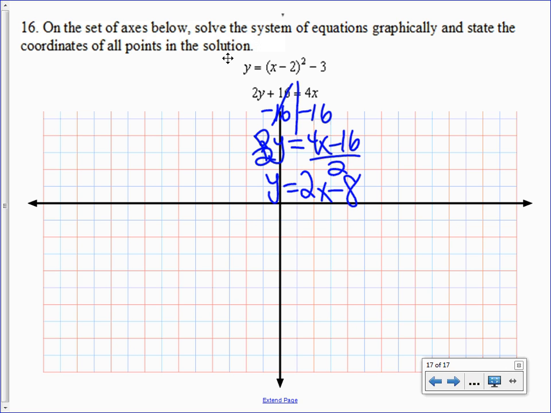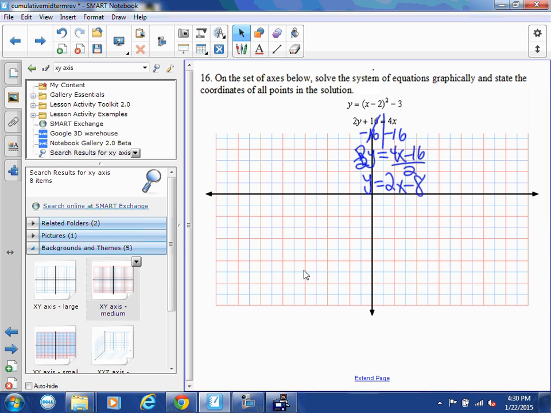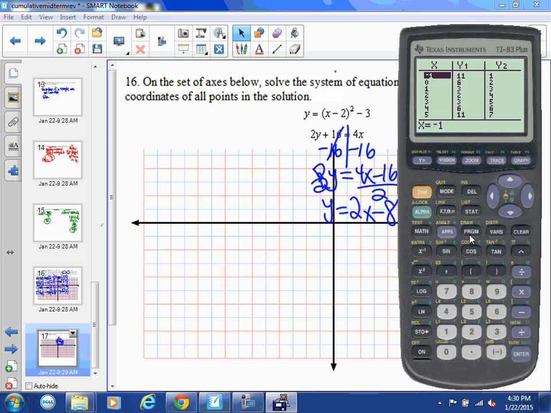So, I'm going to go to my calculator. I'm going to type each of them in. Let's get my calculator back up. Let's get rid of this thing right here. Fantastic. Y equals x minus 2 squared minus 3, and we have 2x minus 8. We can graph it if you want. It looks like the graphs are going to hit only once here.